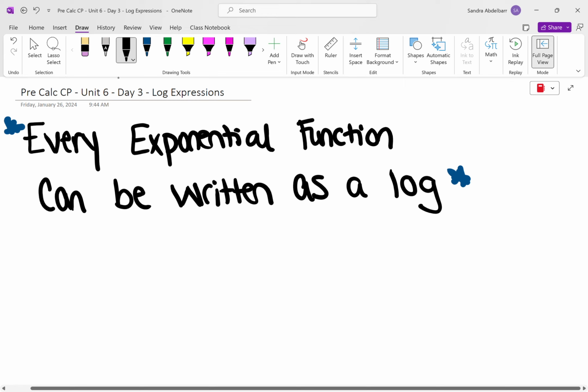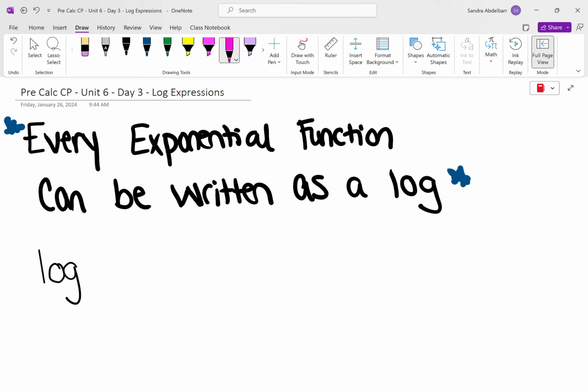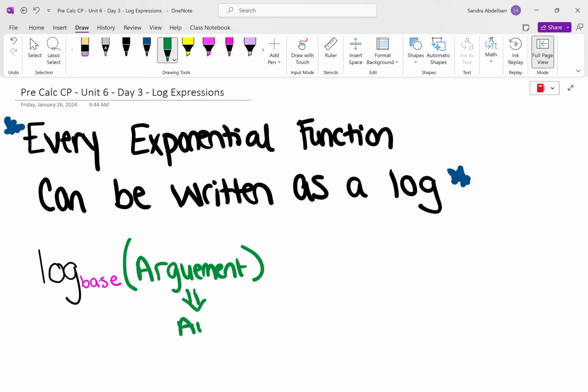Right, so when we have a log expression, we have log, and then down here a base is written. And then here we have what we call the argument. But really, all the argument is, is the answer. That's going to equal the exponent.